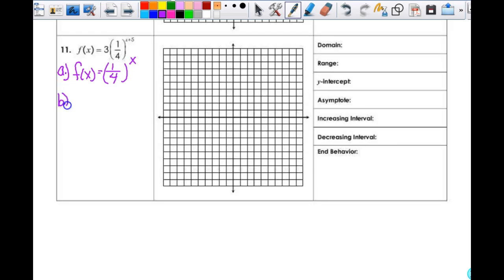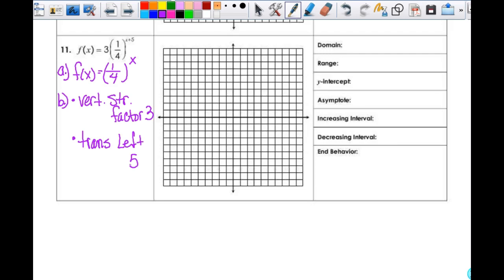So then I have my transformations. So this 3 is going to be a vertical what? Stretch. And what's the factor? Good, factor 3. And then that 5, we're going to, good, left. So we're going to translate left 5. Okay, everybody okay with that?